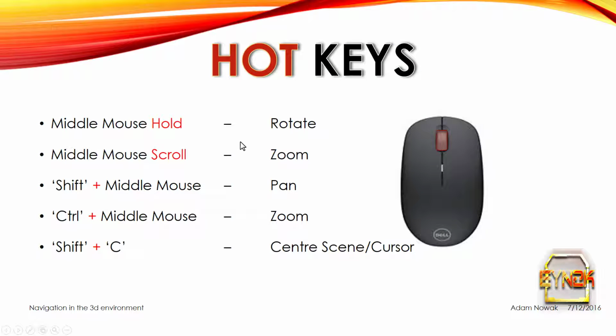To navigate the viewport, we can hold the middle mouse to rotate the screen. We can scroll the middle mouse to zoom in and out. We can shift and hold the middle mouse to pan left or right and up and down. Holding control, then clicking the middle mouse, we can get a much smoother zoom than the previous one. And if we hold shift, then press C, we can center the screen and the cursor back to its original point.